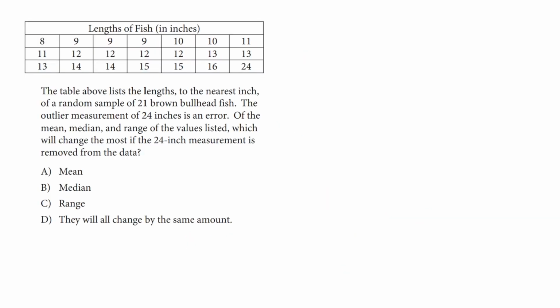The table above lists the lengths to the nearest inch of a random sample of 21 brown bullhead fish. The outlier measurement of 24 inches is an error. Of the mean, median, and range of the values listed, which will change the most if the 24-inch measurement is removed from the data? Okay, we have to compare our mean, median, and range considering our 24-inch measurement and excluding that. So let's start with our mean.